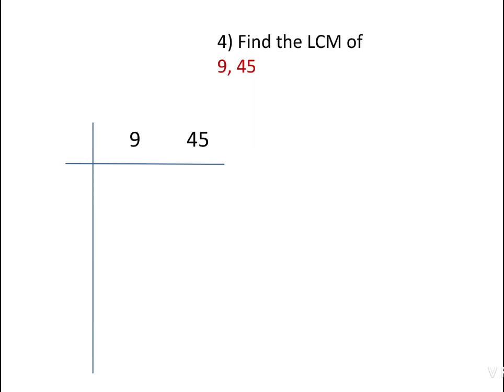So we cannot take 2. Then we check whether any of the numbers are divisible by 3. Clearly we know both the numbers are divisible by 3. So we take 3 here. In 9, how many 3? 3. Next, 45. So first we consider the first number, 4.